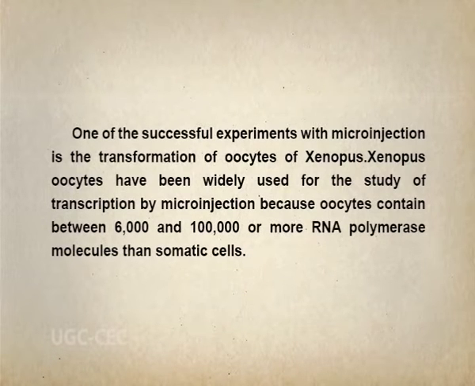One of the successful experiments with microinjection is the transformation of oocytes of Xenopus. Xenopus oocytes have been widely used for the study of transcription by microinjection because oocytes contain between 6,000 and 100,000 or more RNA polymerase molecules than somatic cells. Microinjection is technically easy because of the large size of the oocyte. Some of the endogenous patterns of gene regulation during development have been characterized.